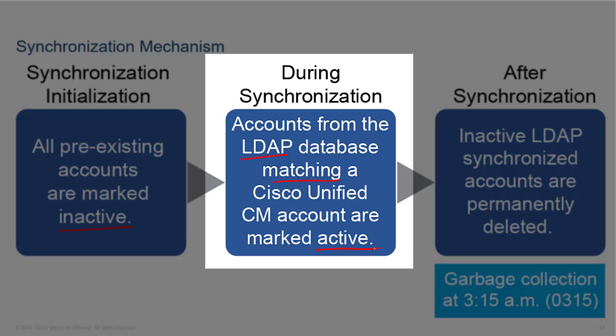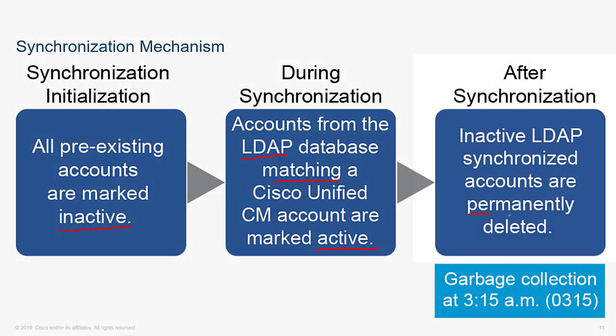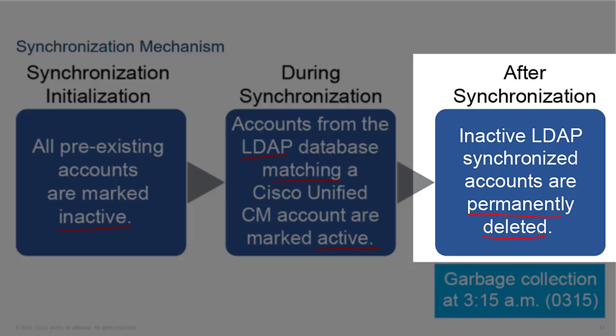So there's a match. The accounts go, well, yes, there's this guy called John Doe. There's a guy inside the LDAP called John Doe. It's got to be the same person. It links those two things up together and the account becomes active. Any accounts that are left behind at the end that have not had a match, these get permanently deleted. So anything that doesn't match gets completely removed.